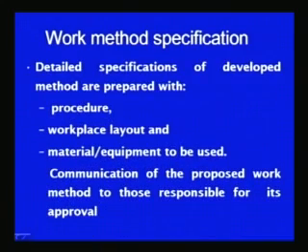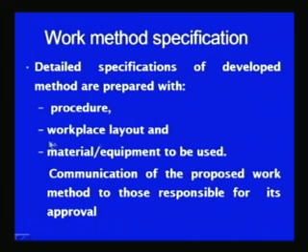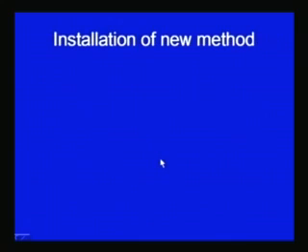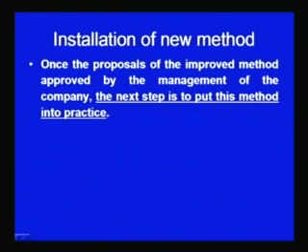After development of the new method, the procedure, workplace layout, materials and equipment to be used should be developed, and the information about the same should be communicated to the management for approval. Once things are approved, the same should be communicated to the concerned persons like operators, supervisors and instructors, who will give suitable instructions further to the operators and other concerned people, and the information should also be given to those who are responsible for setting up the machinery and workplace layouts. And after communicating the things required for implementing the new method, the things are installed in place.